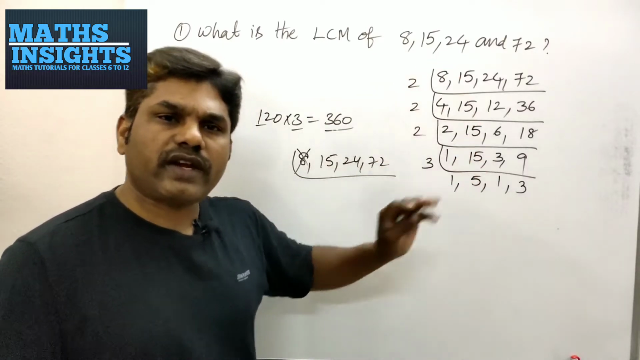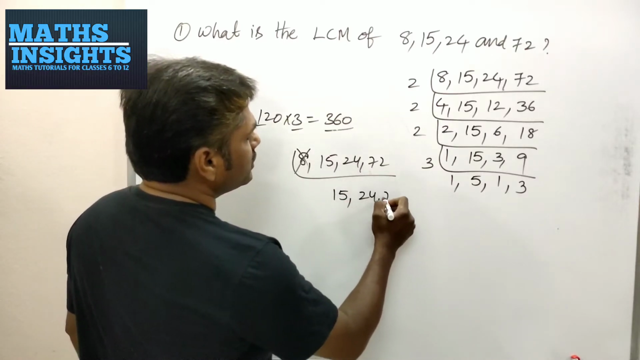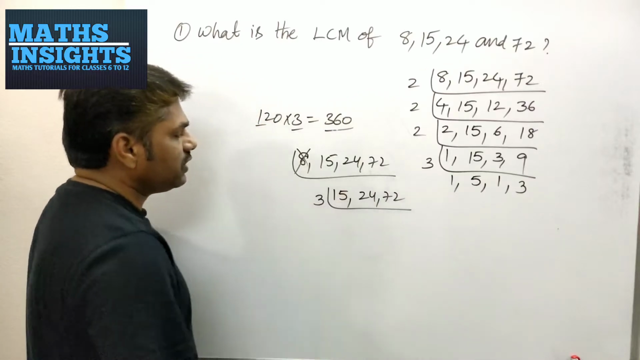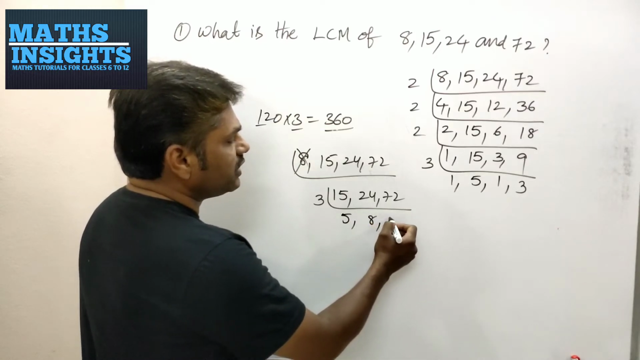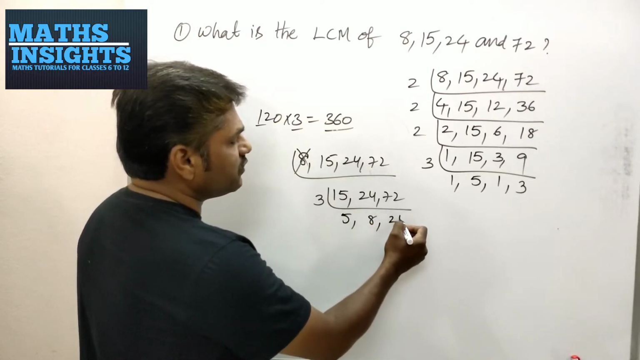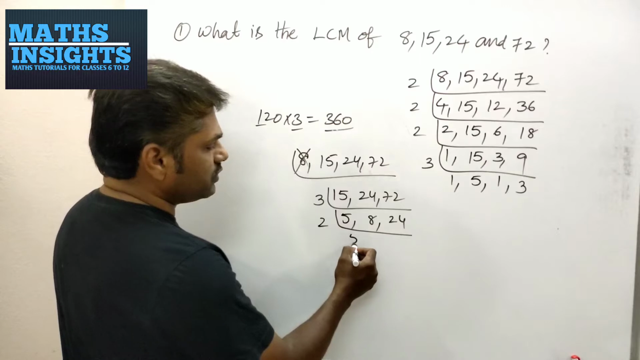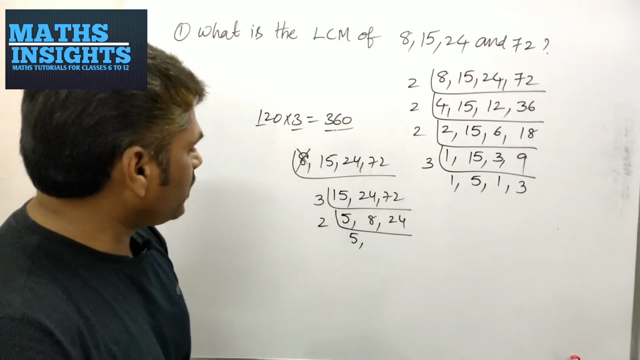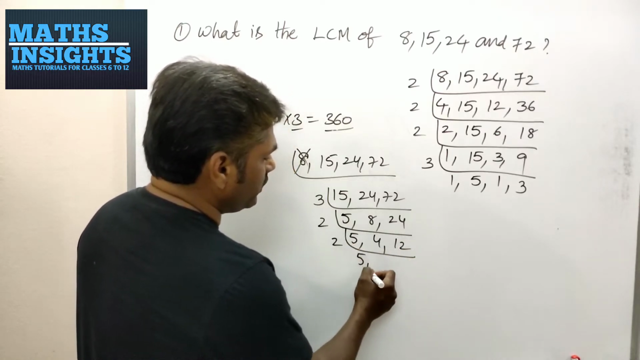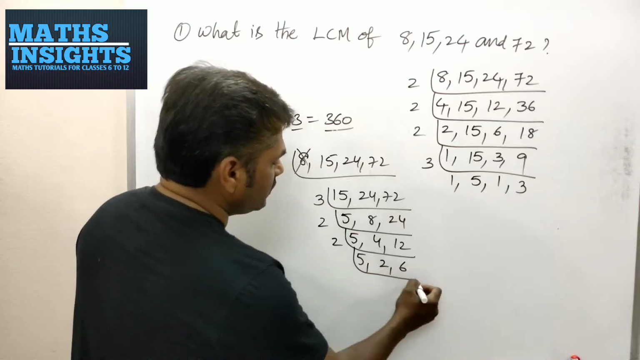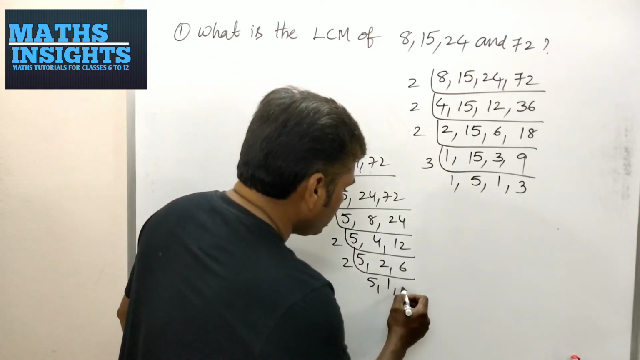You may do the prime factorization again. See, I will continue with 15, 24 and 72. So I will divide these three numbers by 3. 3 5s are 15, 3 8s are 24, 3 24s are 72: we get 5, 8 and 24. Again I will divide by 2. 5 is not exactly divisible by 2, therefore I am writing it as it is. 2 4s are 8, 2 12s are 24. Again with 2: 5, 2 2s are 4, 2 6s are 12. Again with 2: I am writing 5 as it is, 2 1s are 2, 2 3s are 6.